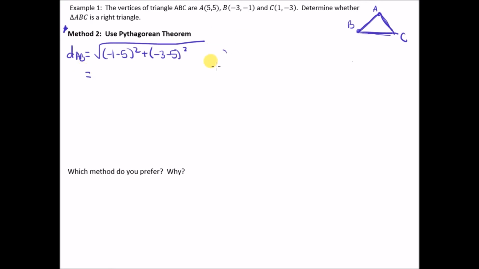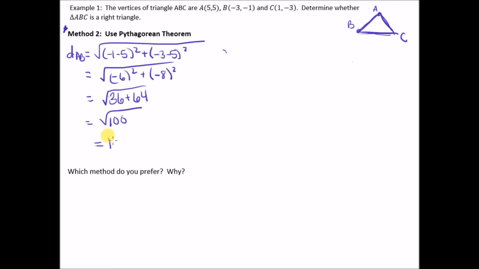Okay. Negative 1 minus 5, I get negative 6, and we're going to square that. And then I get negative 8, and we're going to square that. So I get 36 plus 64. And we're going to root that. It's root 100, so we get 10. That's beautiful, 10 units. Okay, now let's find the distance between, that's AB, that's 10. Let's do BC.